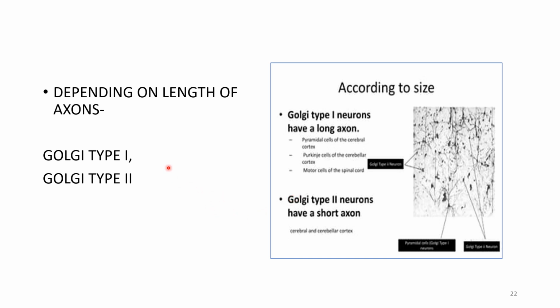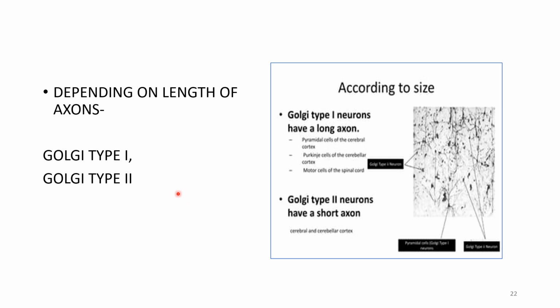Golgi type 1 neurons are also known as projection neurons, having long axons. Their cell body lies in the central nervous system and the axon can reach remote peripheral organs. In the motor neurons you have seen they have very long axons. They include the neurons forming peripheral nerves and tracts of the brain and spinal cord. As we have discussed, the motor neurons come under Golgi type 1 neurons.